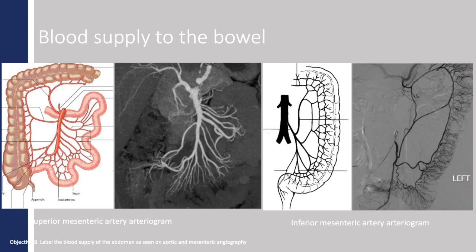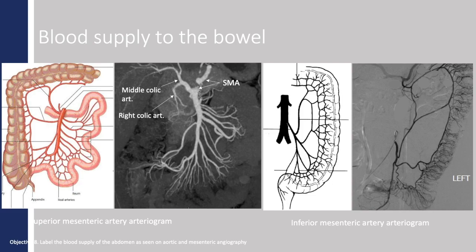Okay, here's some blood supply to the bowel. So on the left side, we've got our superior mesenteric artery arteriogram. And on the right, we've got our inferior mesenteric artery arteriogram. So here's our SMA. Here's our middle colic. And remember that this is our MRI coming off of our SMA, so this is going up to our transverse colon.